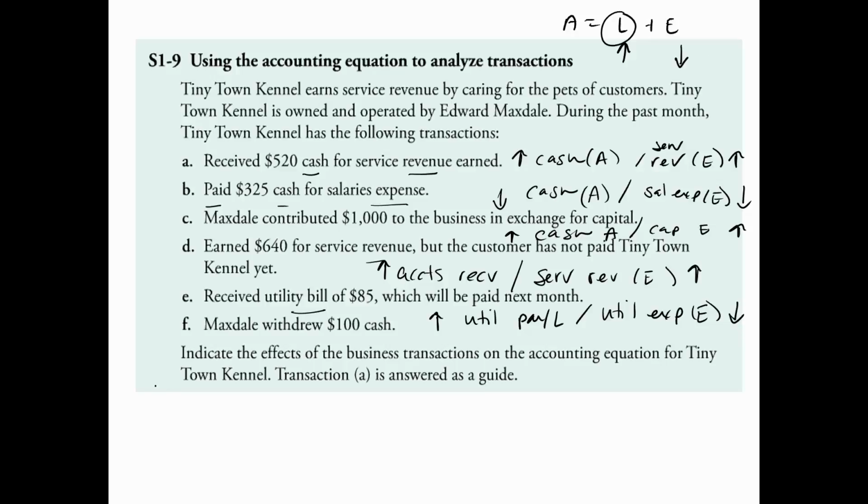And the last one here is Maxdale withdrew $1,000 cash. So we know we've got cash involved, and that's an asset. The owner took the cash out, so the business's cash is reduced, that goes down. And then withdrawals are part of equity, right? And we saw that withdrawals are a negative part of equity. That makes equity go down. And so again, assets go down and equity goes down by the same amount, and the accounting equation is still in balance.